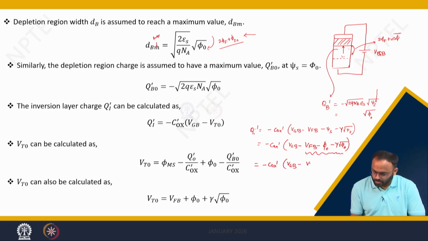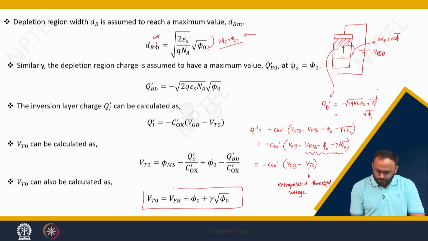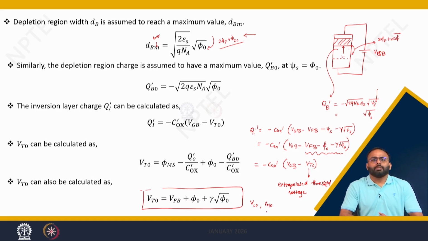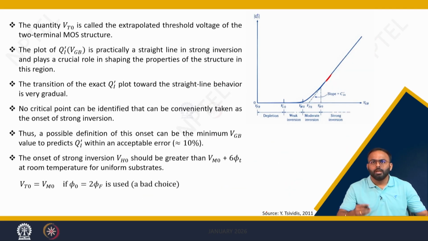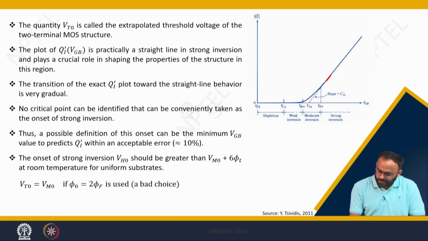VT naught. This is called the extrapolated threshold voltage, right? So VT naught can be given by V flat band voltage plus psi naught plus gamma root psi naught. This is the same as what we extracted for VLO and VMO values. So you can simply say VT naught is the amount of gate to body voltage at which the strong inversion just starts or strong inversion occurs. Now the question is, how can I fix this VT naught?